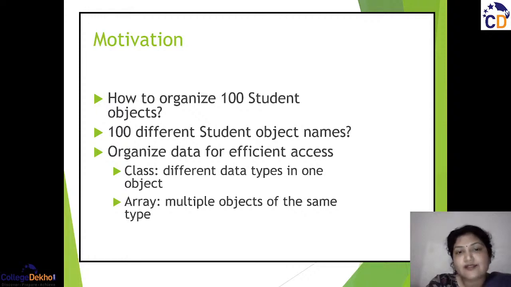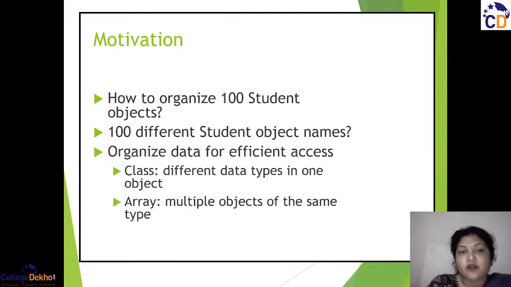Now, what is a class? Different data types in one object. You may have a student name, student marks, and a student mobile number. Name is characters, mobile number you may have as a string, and marks you may take as a number or integers.